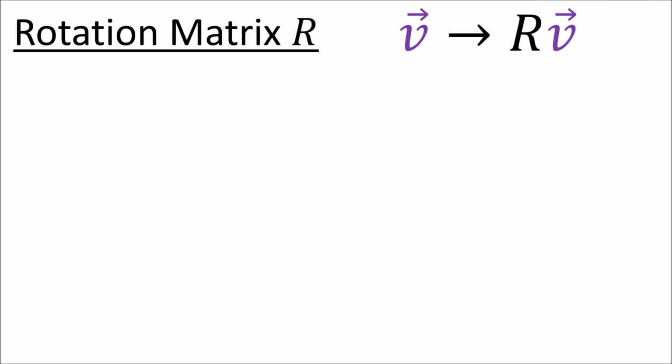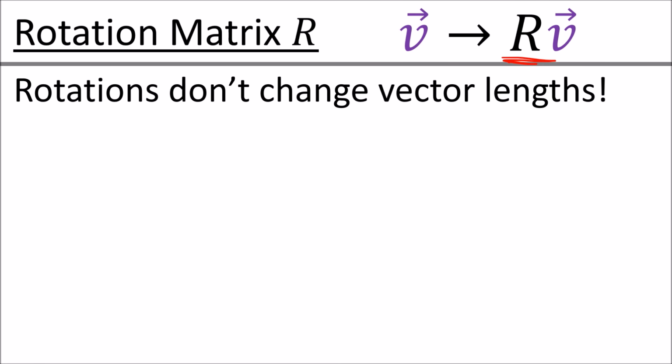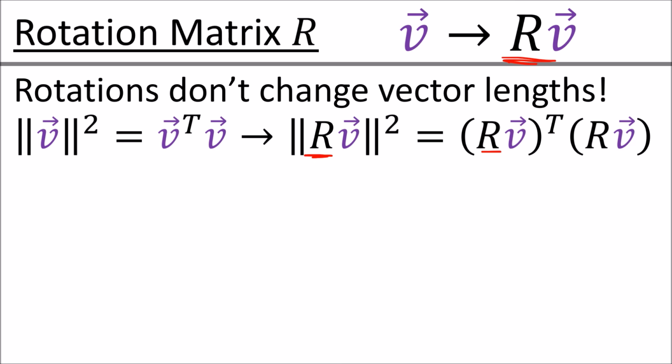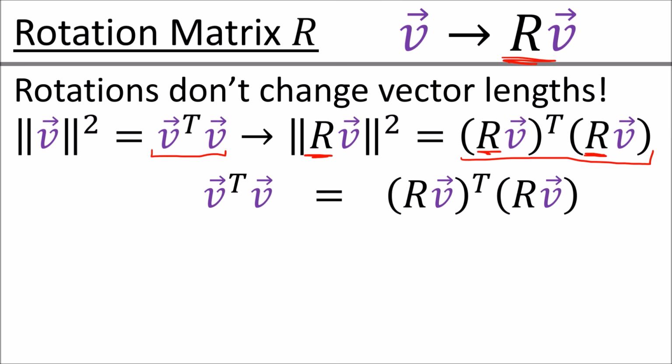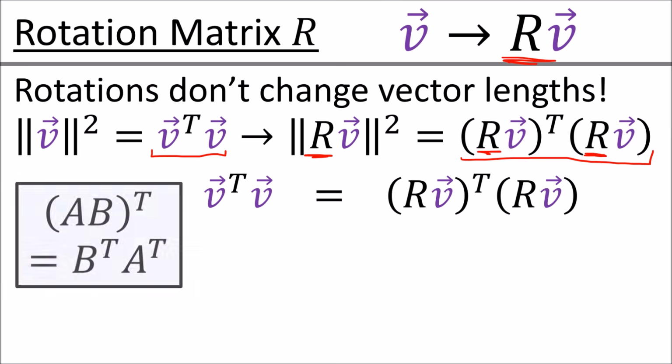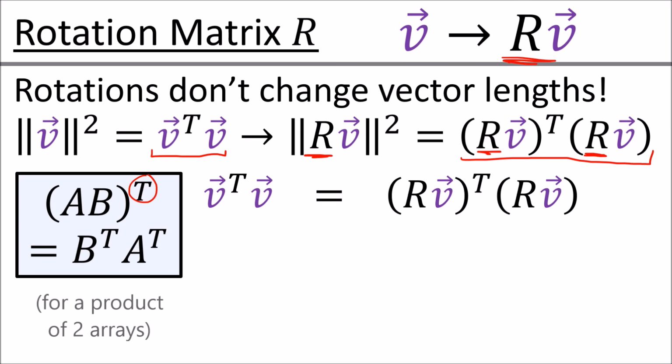Now, what if we wanted to apply a matrix R to this vector to rotate the vector? How do we determine what this matrix R would look like? Well, a key fact about rotating vectors is that their length doesn't change under rotation. So if we take our formula for the squared length of v and then apply our rotation matrix R to v, this should not change the result of the original squared length formula. So these two formulas must be equal. It's a standard rule from linear algebra that the transpose of a product of arrays is equal to the transposes of the individual arrays multiplied in the reverse order.